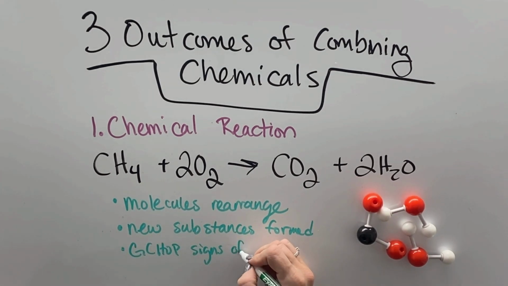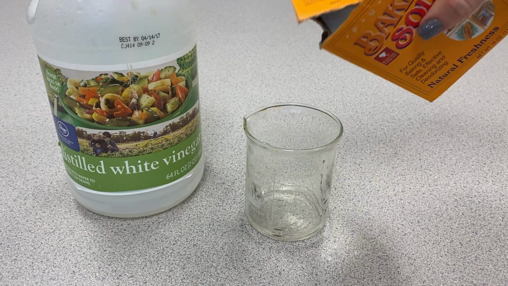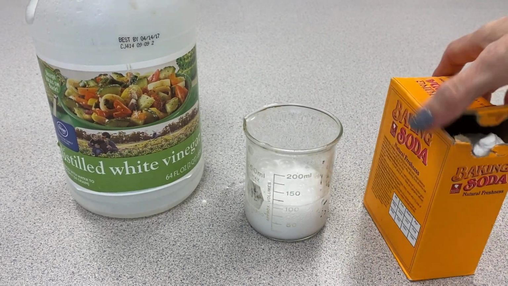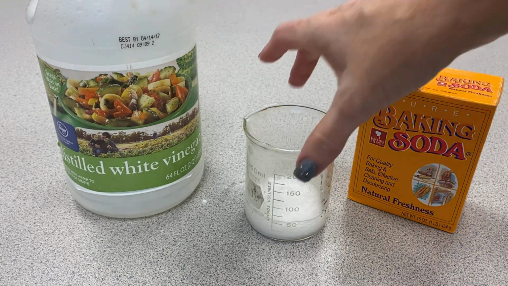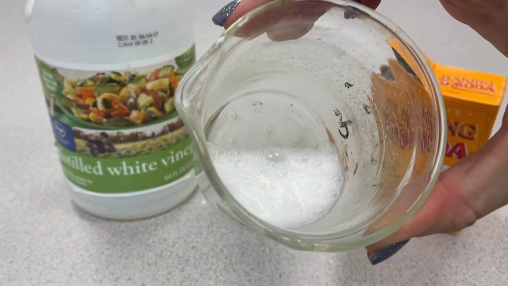And we get these G-trap signs of chemical change: gas, color, heat, odor, precipitate. That tells us that a change had happened with those molecules. So if I take this vinegar and baking soda and combine them, we can see they start to fizz and bubble. This is a reaction, a chemical reaction occurring, where the atoms are rearranging, and the gas produced is evidence of that.